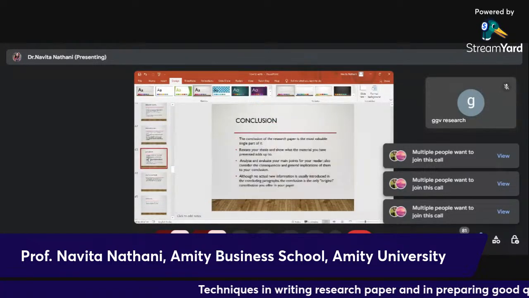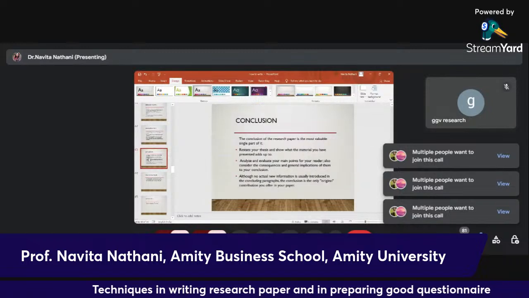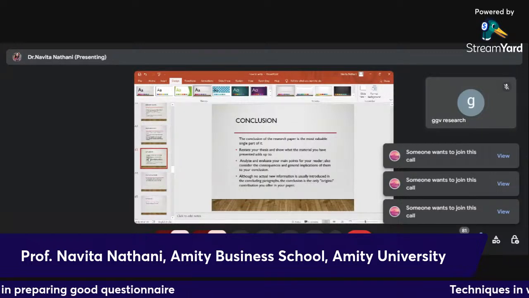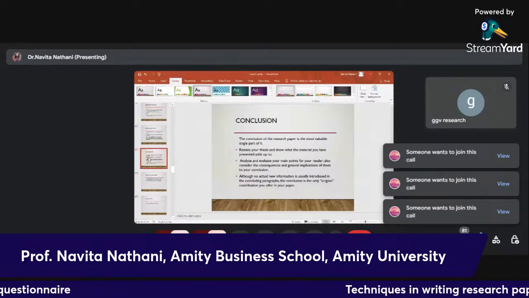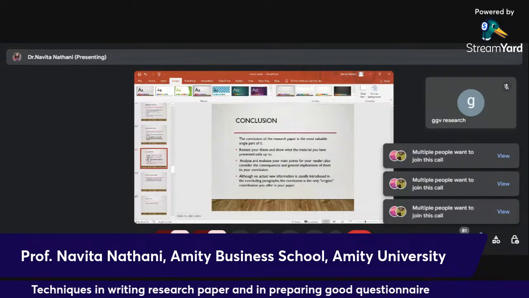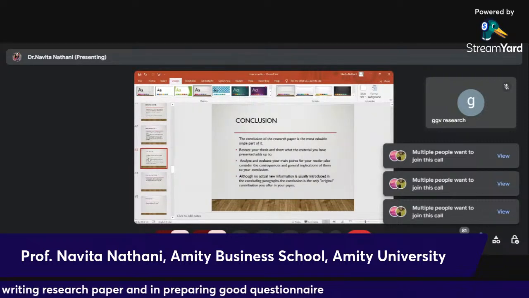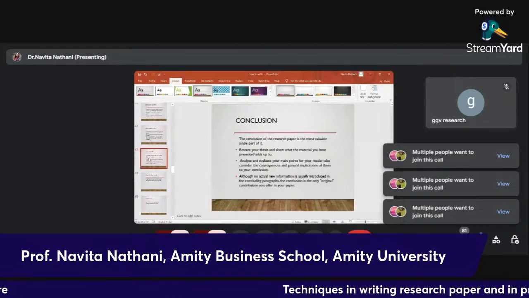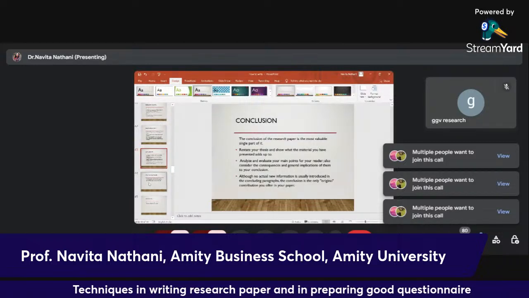Then the last one is conclusion, because I have to quickly discuss the questionnaire development part as well. Conclusion should be written in your own words. A lot of the time it happens that whatever findings there are, you write the same findings in the conclusion. Conclusion is basically for generalizing what you have done. So restate your thesis, show what kind of material you have presented, analyze and evaluate the main points. But the conclusion should be written in your own words. It should not be copy paste.